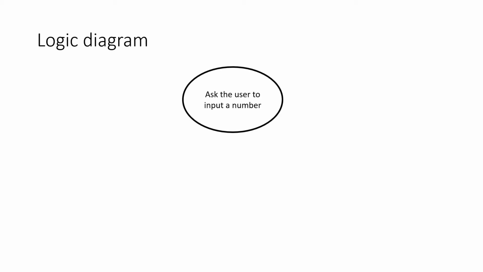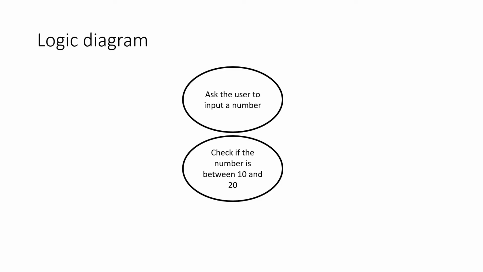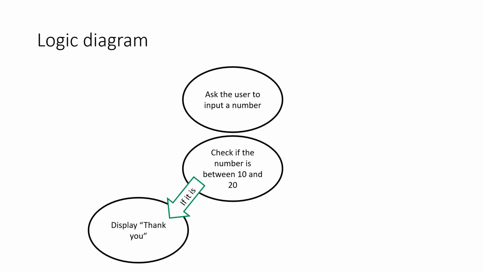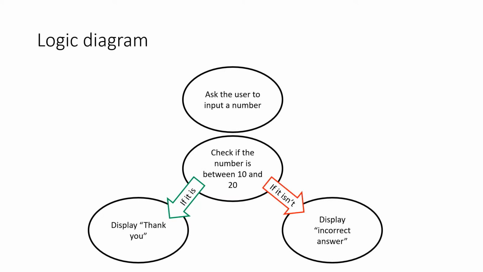Similar to what we did before, another kind of logic diagram could be just a rough sketch to help you think through what the coding will actually look like or how it will actually work. So we're going to ask the user to input a number. We'll check if the number is between 10 and 20. If it is, we'll display thank you, and if it isn't, we'll display incorrect answer.